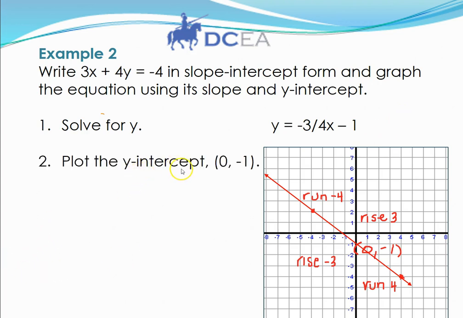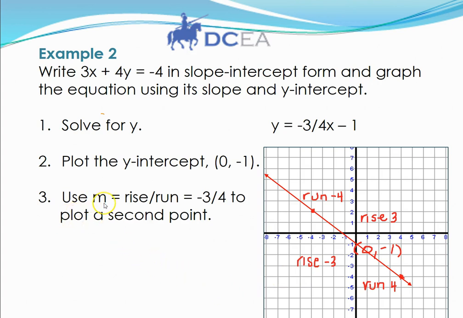Plot the y-intercept, which is (0, -1). If I go to my graph and start at the origin, we're going 0 on the x-axis and negative 1 on the y-axis, and there's our first point right here.